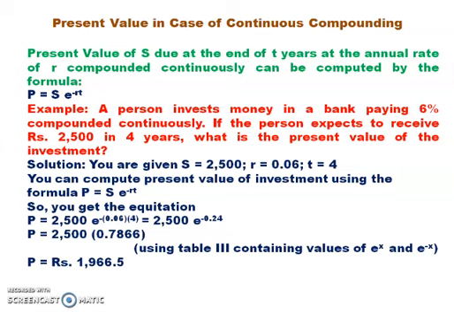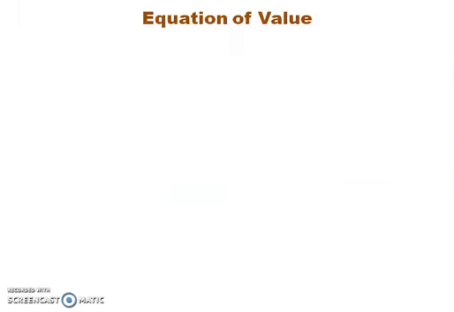and e raised to power minus 0.24 you can find from table 3 or logarithm, and its value comes to 0.7866. When you use this value, you get P is equal to rupees 1,966.5. Now coming to equation of value.